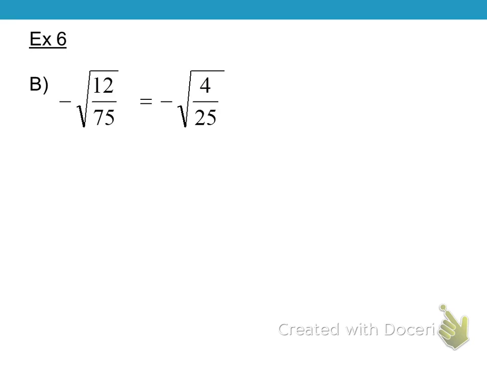What's my answer? 2 over 5. Negative 2 over 5. Good. Aren't these fun? No. Oh my goodness, I could do these all day. Well, then can you do my homework? No. I don't think that's how that works. I mean, I'm trying to.